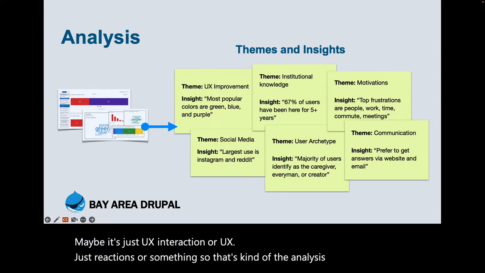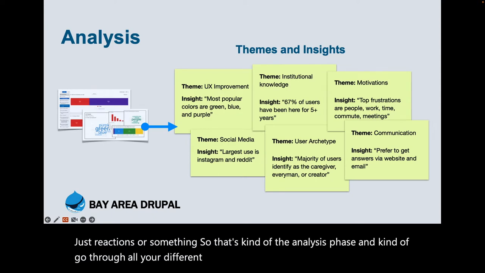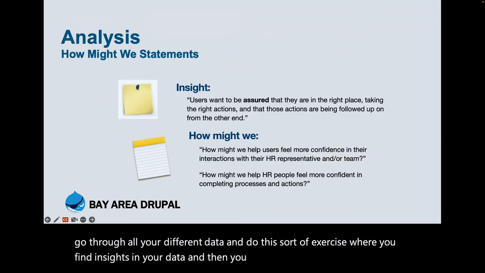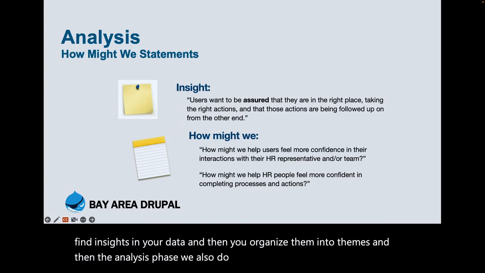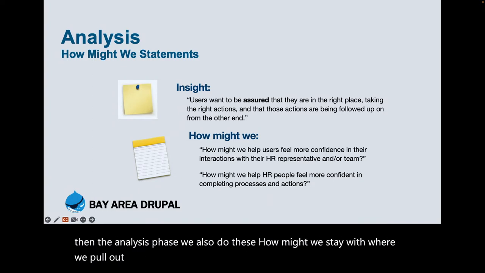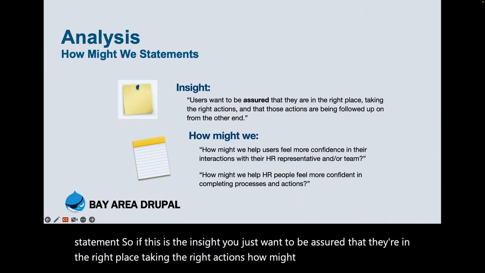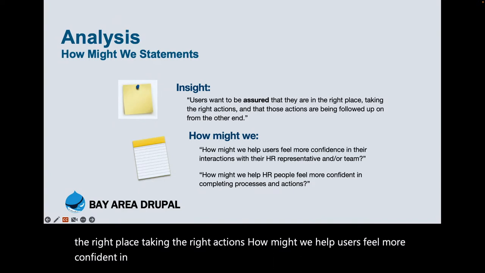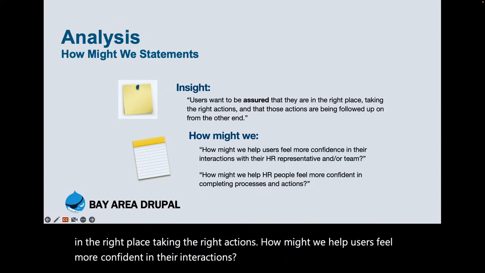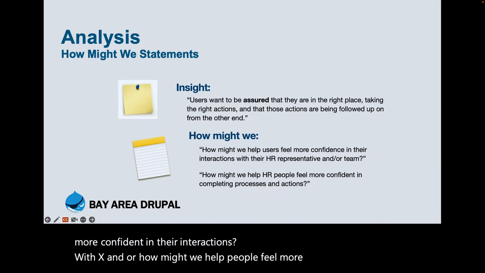You kind of go through all your different data and do this sort of exercise where you find insights in your data and then you organize them into themes. And then in the analysis phase, we also do these how might we statements where we pull out specific insights and we phrase that insight as a how might we statement. So if this is the insight, you just want to be assured that they're in the right place, taking the right actions. How might we help users feel more confident in their interactions with X, or how might we help people feel more confident in completing processes and actions?